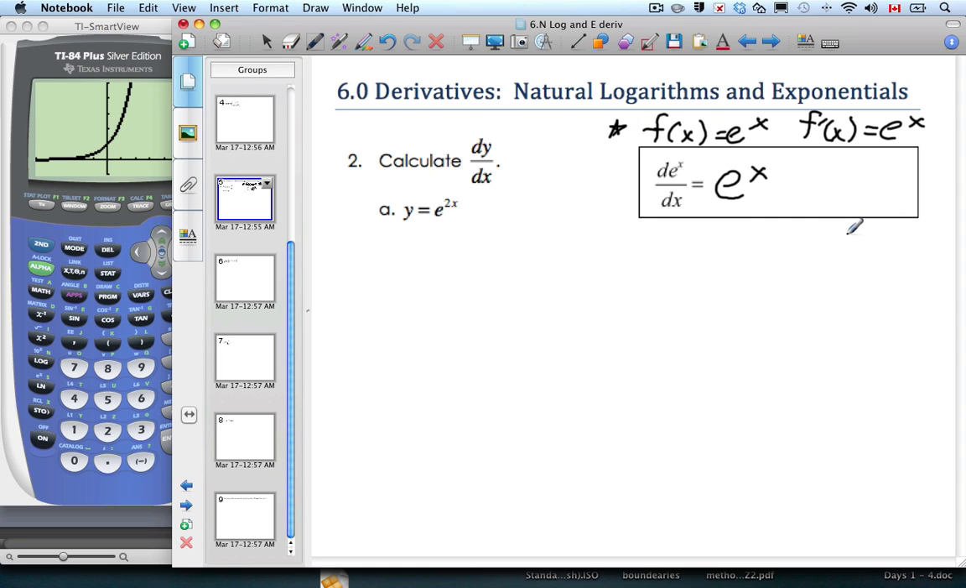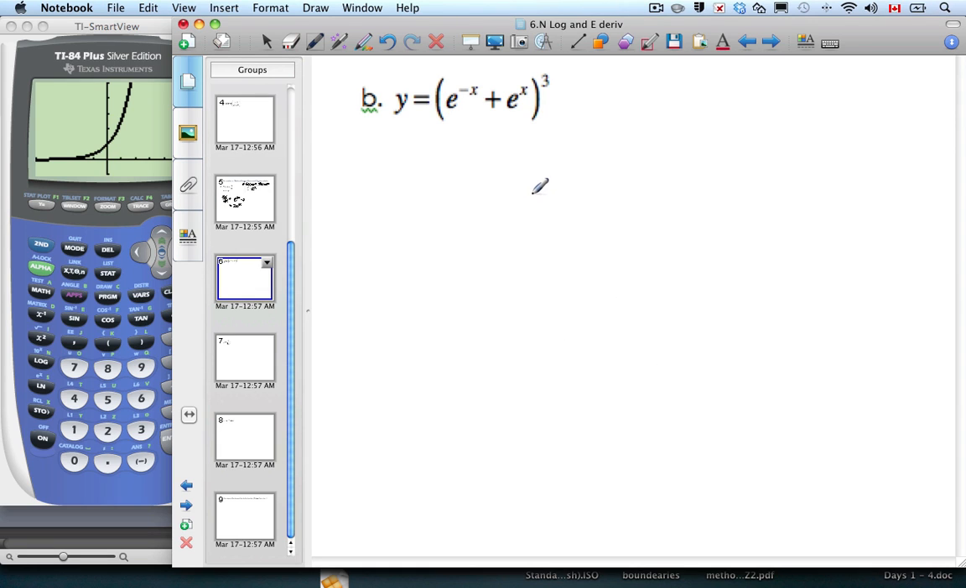Okay, so let's do an example then. Let's calculate the derivative, dy dx. And so here, it's a chain rule scenario again. So I have an inside function and an outside function. The inside function's the 2x, and the outside function is e to the power x. So the derivative of e to the 2x is just e to the 2x. But now we have to take the derivative of the inside part, and the derivative of 2x is 2. So I clean that up. It's 2 e to the 2x.